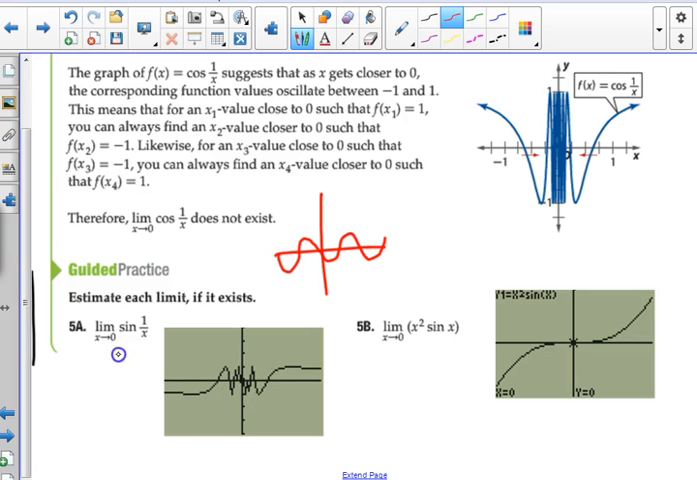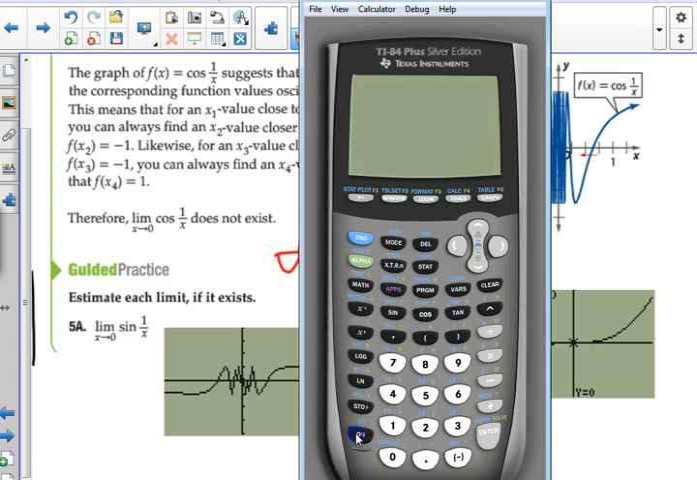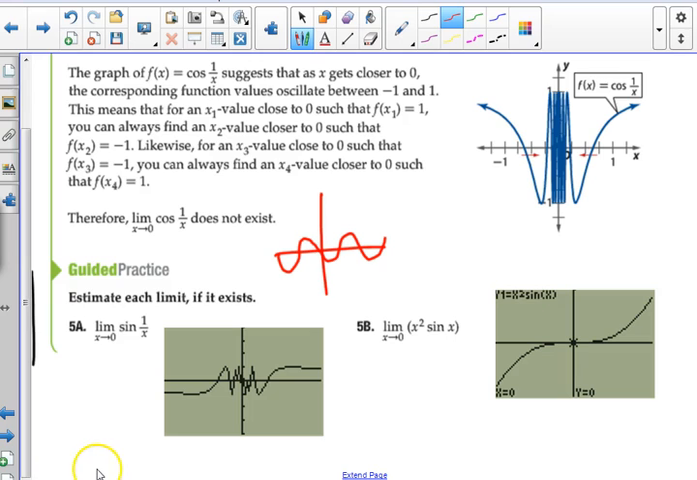Here's a limit as the sine approaches 1 over x, okay? So I took my calculator, I made sure I was in radians, I typed in the sine of 1 over x. I did a zoom 7 for trig. I couldn't really tell what it was doing in here. I could do a zoom in to see what it's doing in there. Look what's happening. Woo! Do you see how crazy it goes in there? Okay. When it goes crazy like that, the limit does not exist.